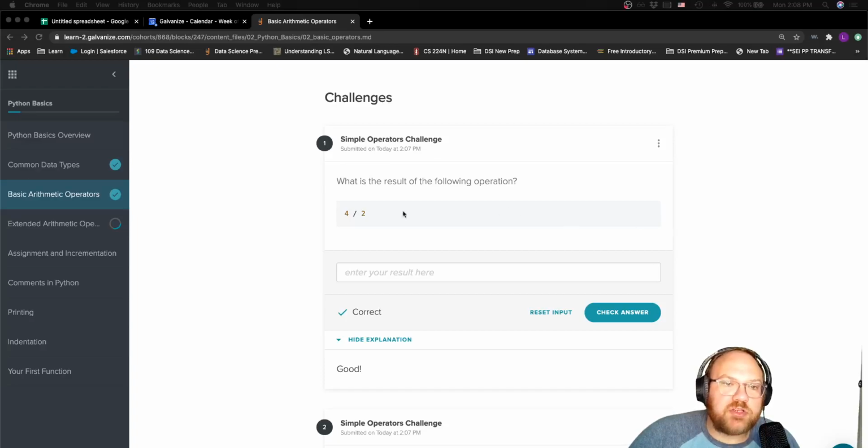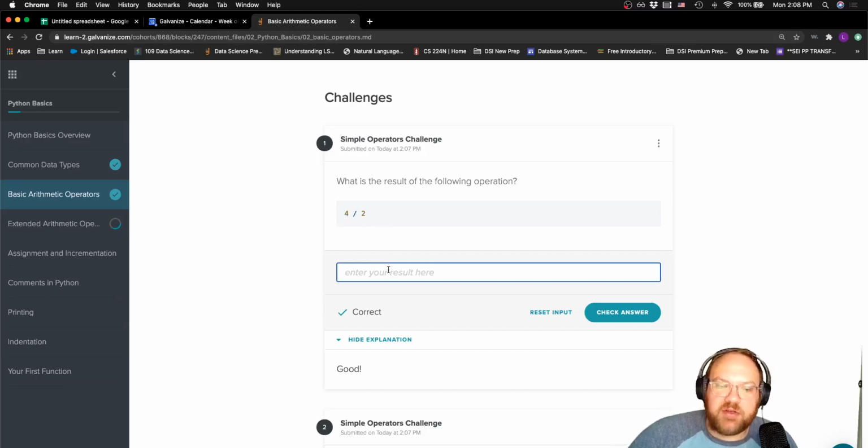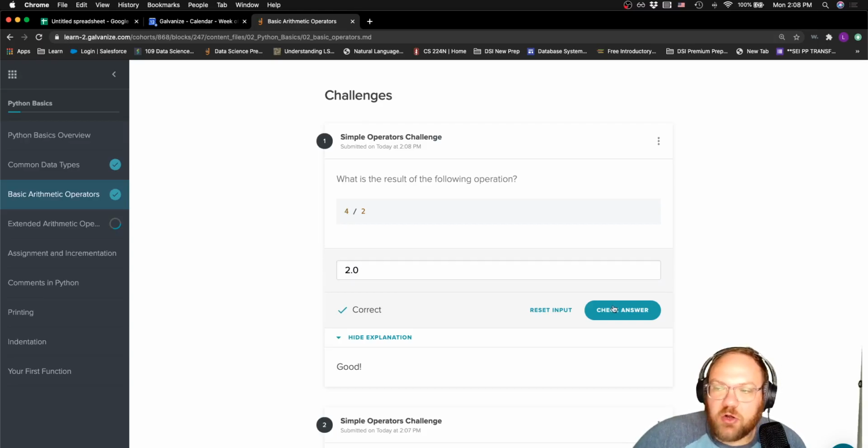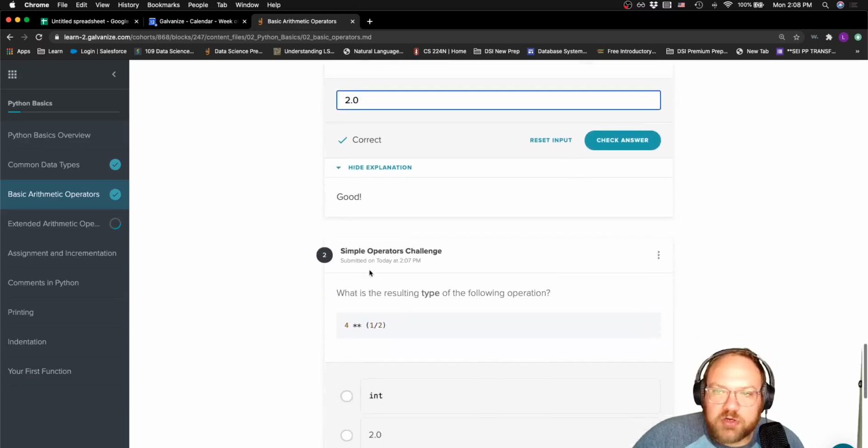So we're working on the challenges for basic arithmetic operators. The first challenge asks us what's the result of the following operation. And then we have 4 with the division operator by 2. And we can figure that 4 divided by 2 is going to be 2 most likely. We can check that answer and see that it's correct, right? We can also see that technically when we do division, the number that's returned is always a float, so we could also do 2.0, which is also marked as correct.